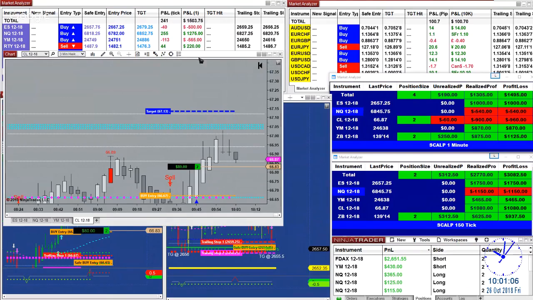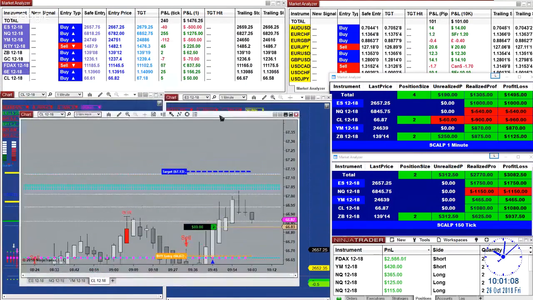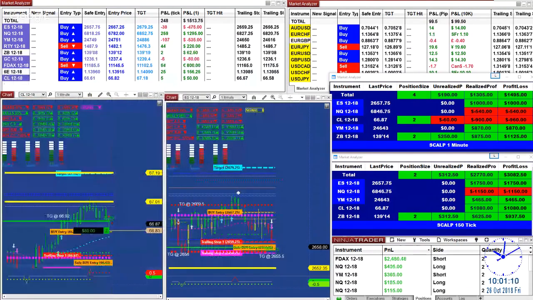I don't want to block the signals. We should have a new signal very soon on the YM and ES, and you will find the new signals right here in the first column. So be careful, watch those, follow those on a simulation.